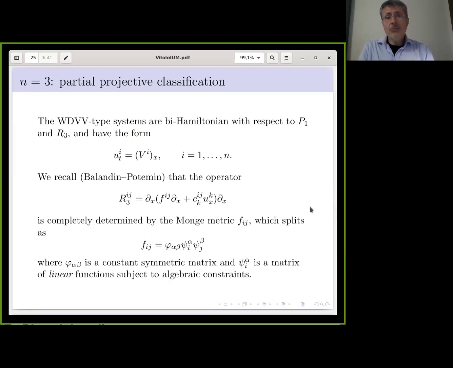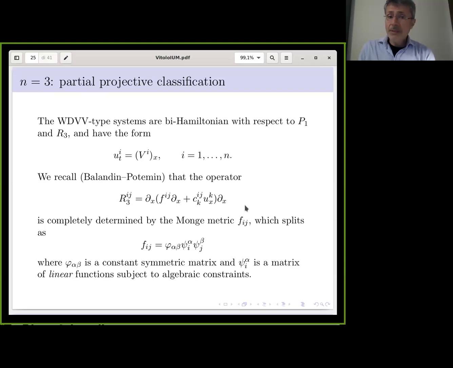We can pass to 3 components. Here, things are a bit less known. In particular, we consider systems of conservation laws. Again, an operator in canonical form of the third order. You see the X is factorized, one before, one later, one after.